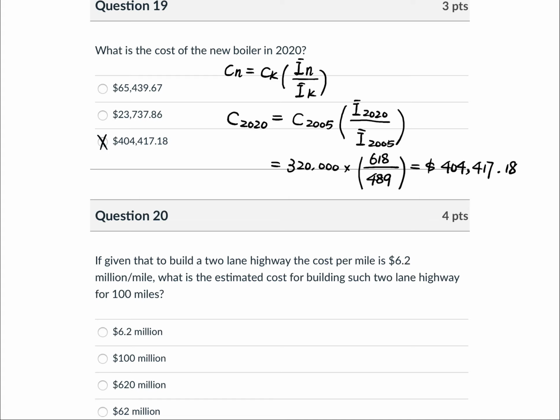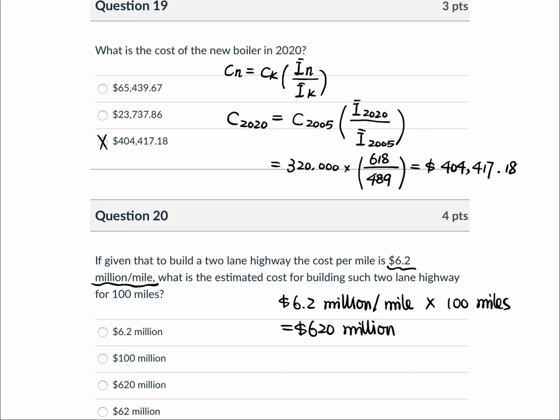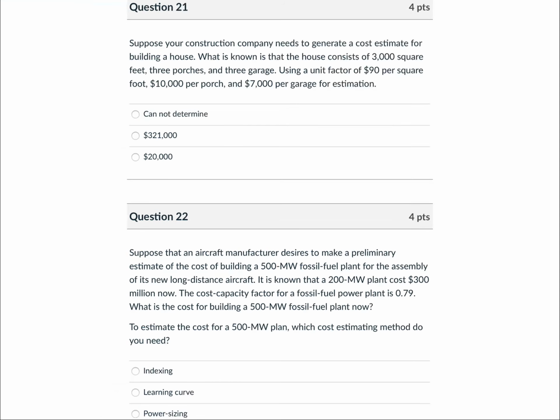Next question. Given that to build a 2-lane highway, the cost per mile is 6.2 million per mile, that's a unit price. What is the estimated cost for building such a 2-lane highway for 100 miles? Okay, so you're gonna use the unit method. 6.2 million per mile times how many miles? 100 miles, which is 620 million US dollars, which is a lot. Okay, that's your answer.